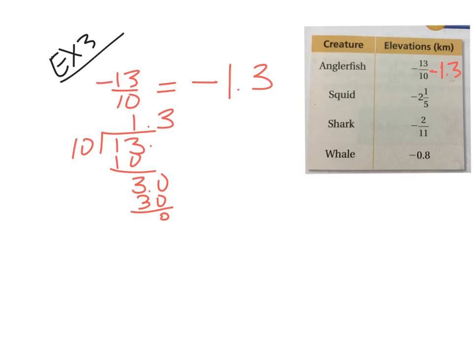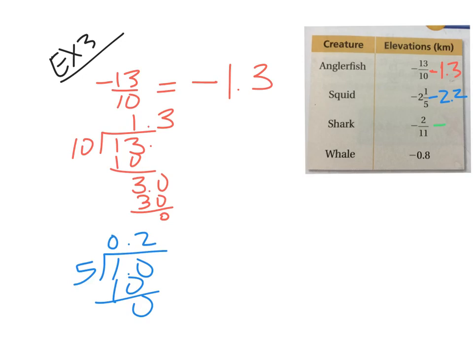So now let's do the squid. We already know it's negative 2 point something. So let's divide 5 into 1. That's an easy one. How many times does 5 go into 10? 2. So it's going to be negative 2.2. Follow so far? If I'm going too fast, you just yell at me.